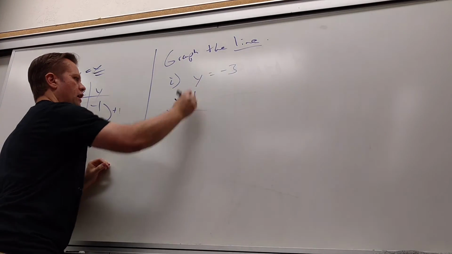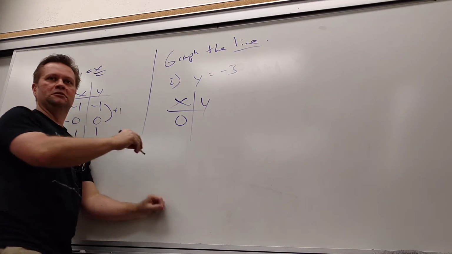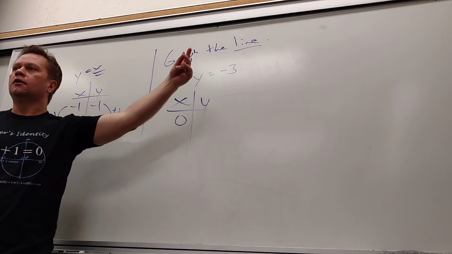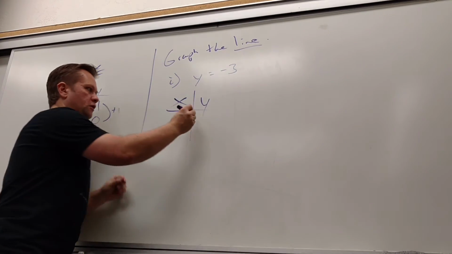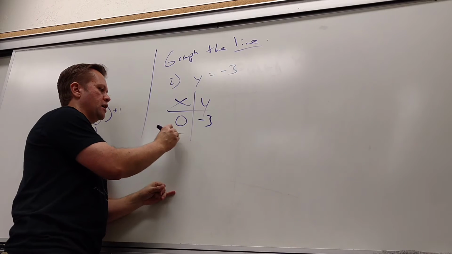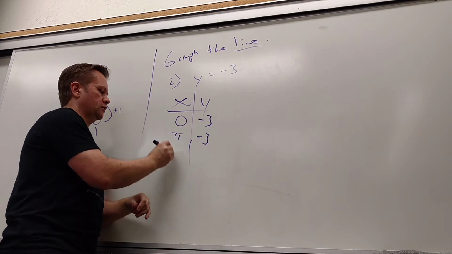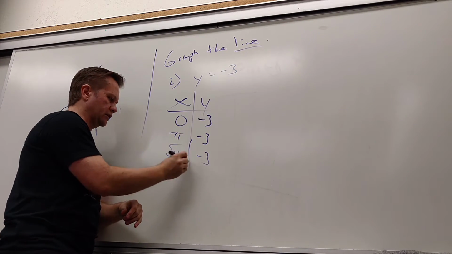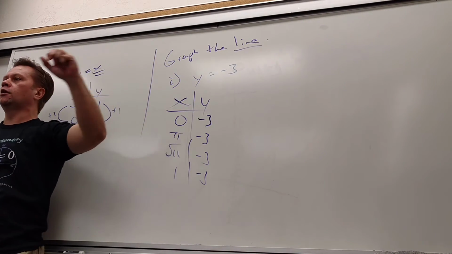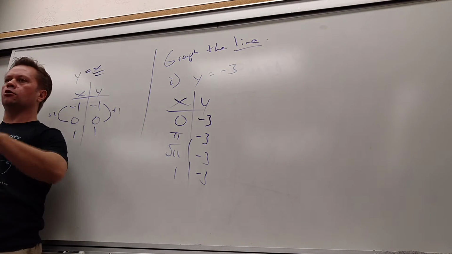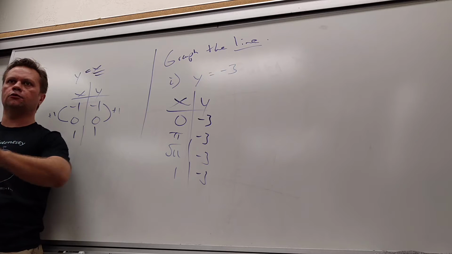So if I make X 0, there's no X in there, right? But what does the equation say? Y must be -3. So what's the output? -3. What if I make X pi? -3. What if I make X square root of 11? -3. What if I make X 1? -3. Because what does the equation say must be true? Y must be -3. It's got no control over X. X can do whatever it wants to.